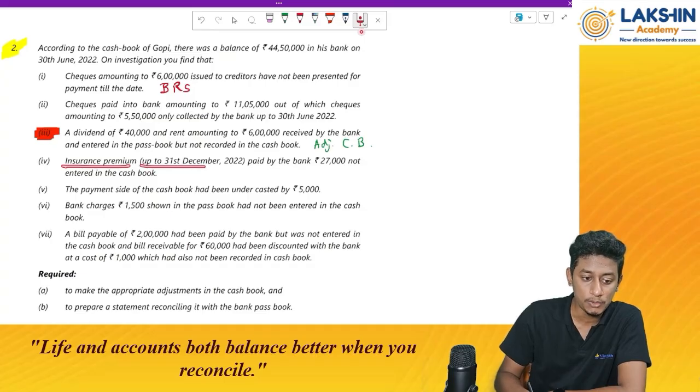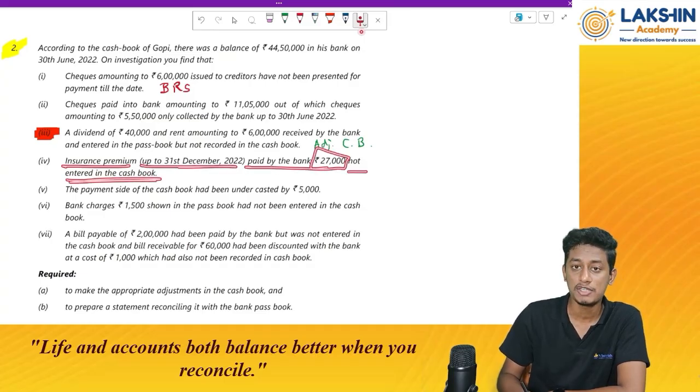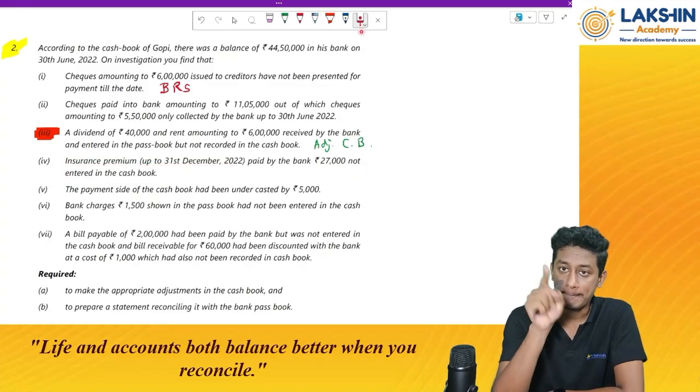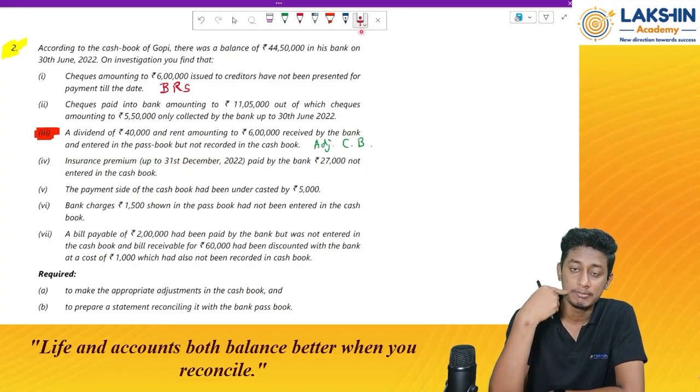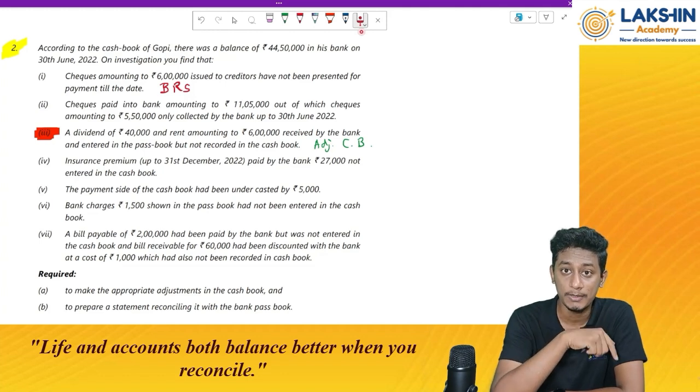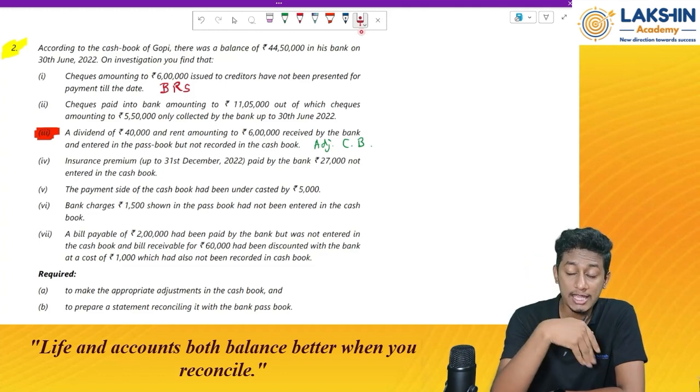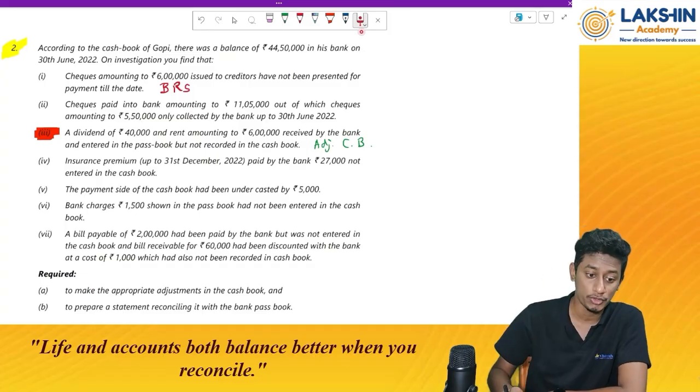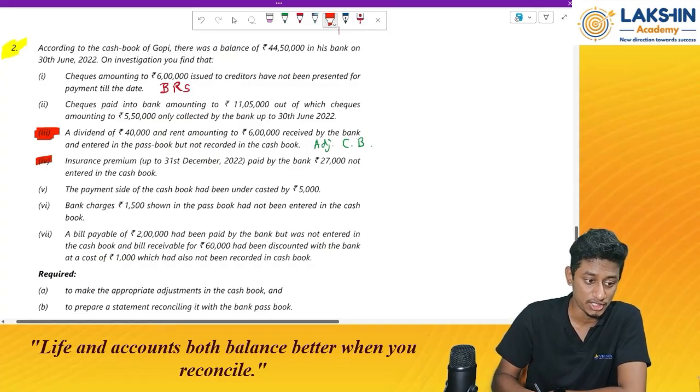insurance premium up to 31st December paid by the bank, rupees 27,000, but not entered in the cash book. So what has happened once again? The bank has made some insurance premium payments, but I have not entered it in the cash book. So because of this, what will happen? I have made a mistake over here, right? So what should I do? I should take it into the adjusted cash book again.